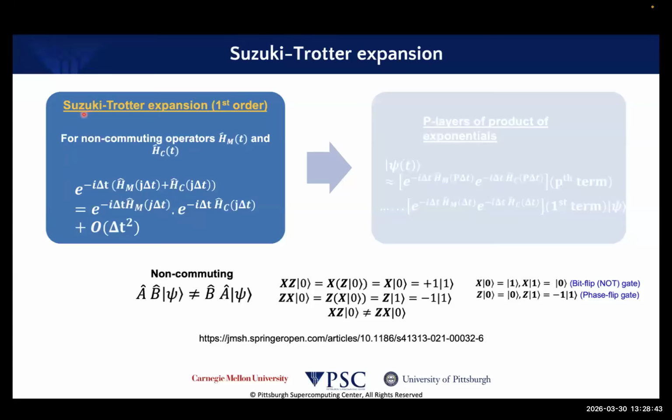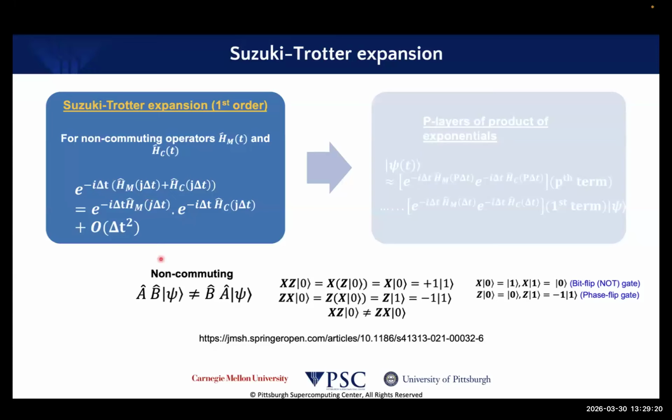This is the first order expansion. If we have two non-commuting operators, HM and HC, we can simply express them in terms of multiplication, but there will always be an error in terms of delta t squared. And you can see if we make this time step small enough such that this term becomes negligible, then we can expand the exponential operator of the sum of the Hamiltonians into a product of these individual Hamiltonians.